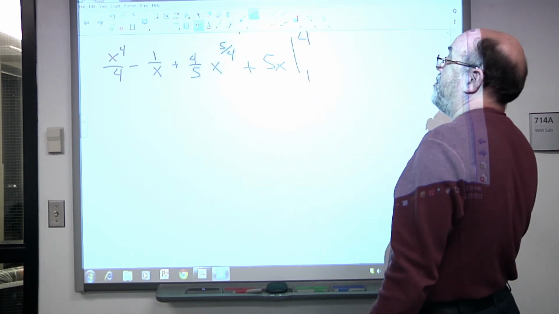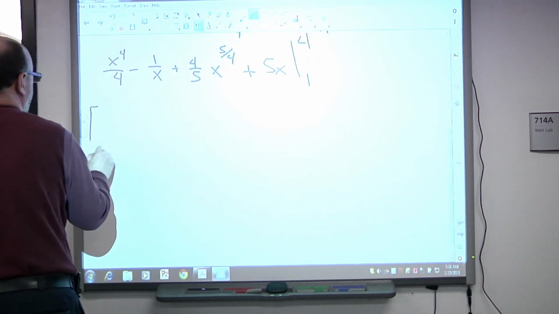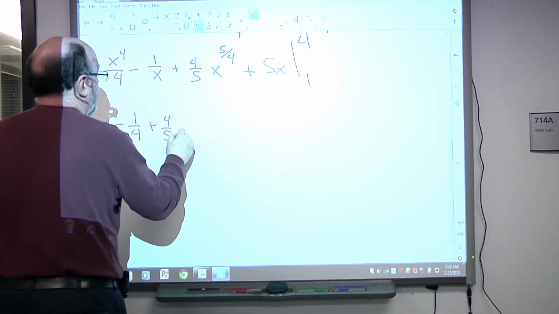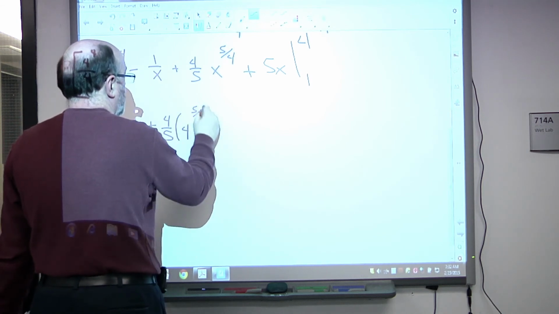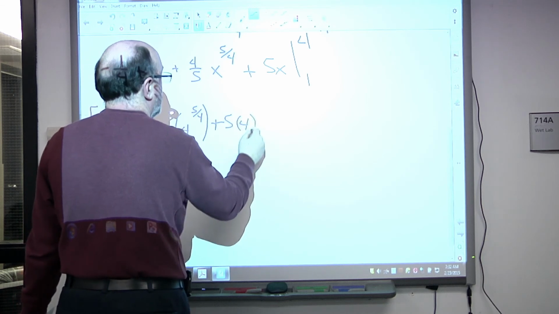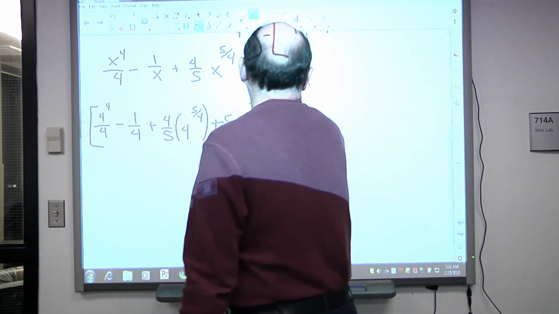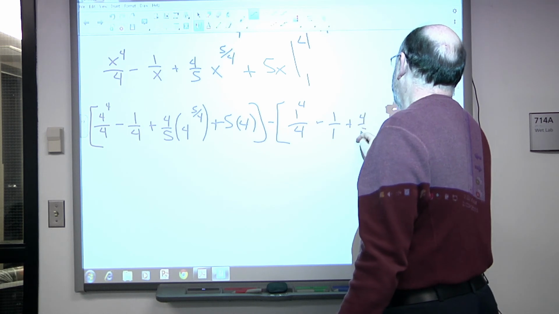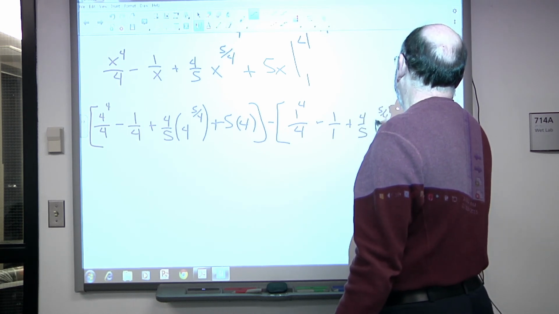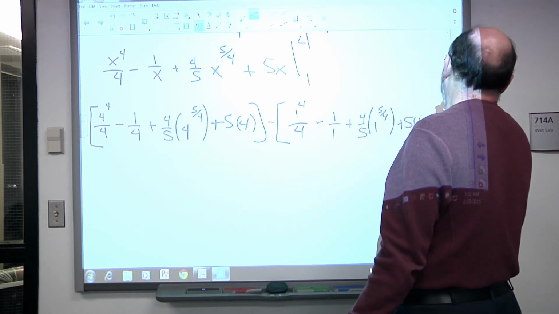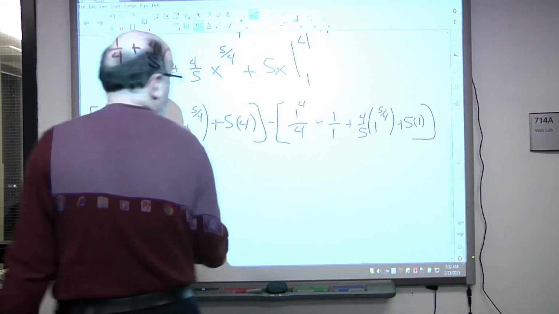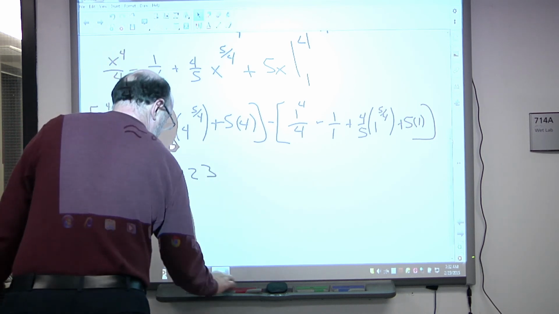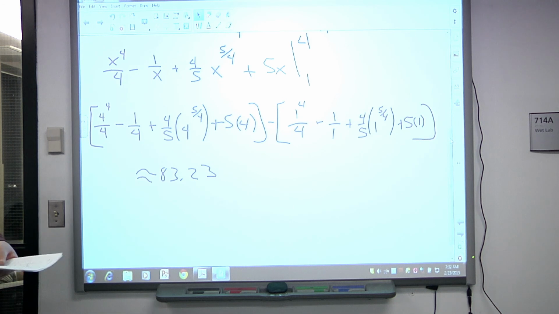Right? So now it's a matter of plugging in all the numbers. So we end up with 4 to the 4th over 4 minus 1 over 4, plus 4/5 times 4 to the 5/4, plus 5 times 4, minus 1 to the 4th over 4, minus 1 over 1, plus 4/5 times 1 to the 5/4, and then 5 times 4. And if you do all that, you end up at approximately 83.23. And with that, that will conclude this talk on definite integrals.